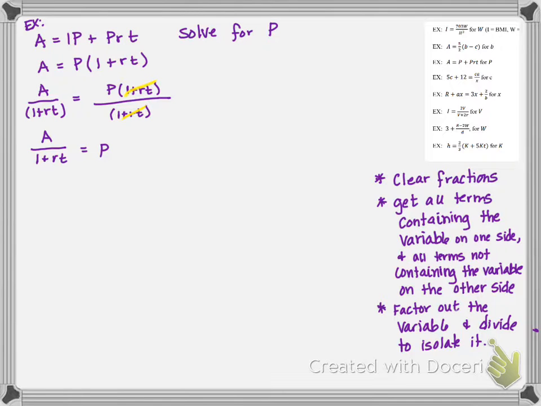So in that second bit, when we're getting all the terms that contain the variable on one side and all the terms that don't contain it on the other side, you can only use addition or subtraction here. So you can't divide by anything until you get just that one factor of your variable that you get from factoring it out of one side. So let's do one more example.